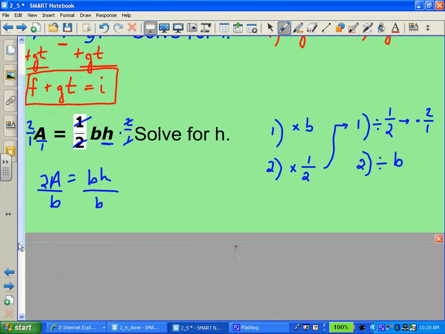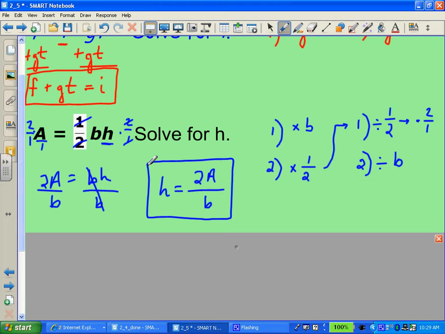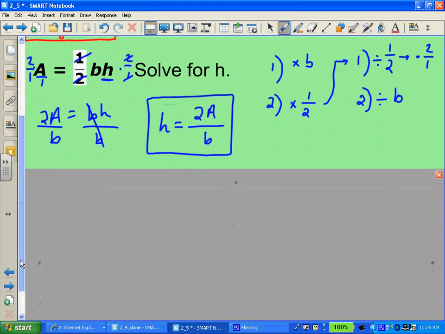So then I get H equals 2A over B. And again, I've done what was asked of me. I've got H by itself. So H equals 2A over B.